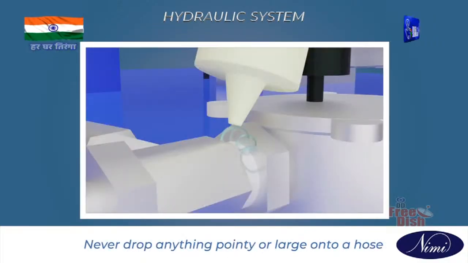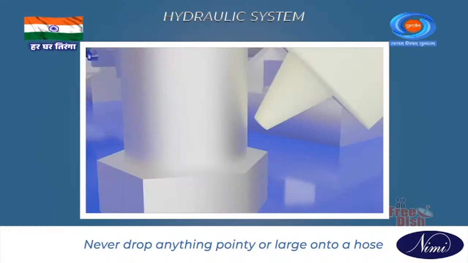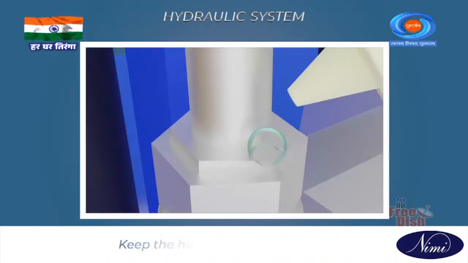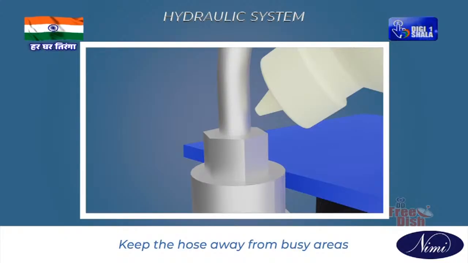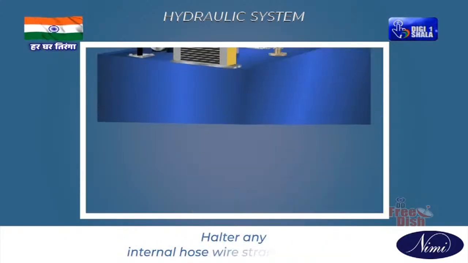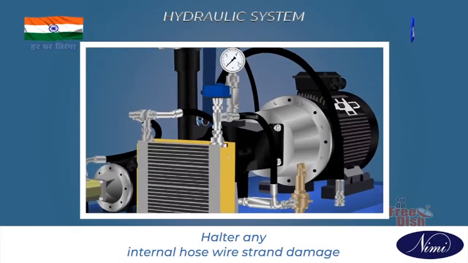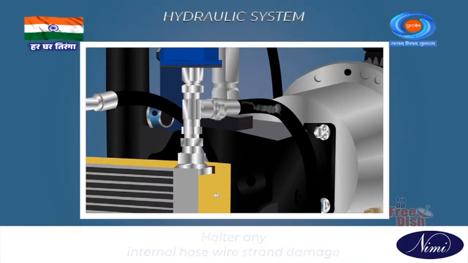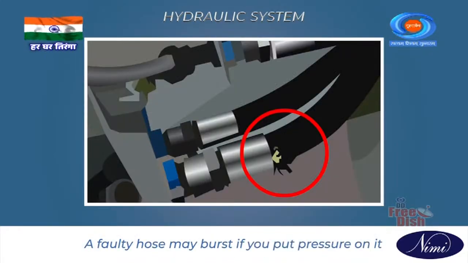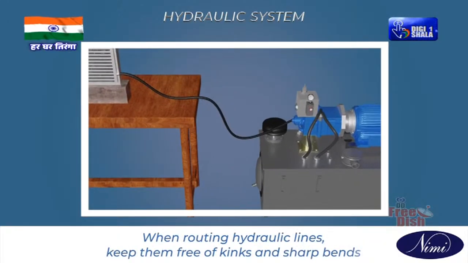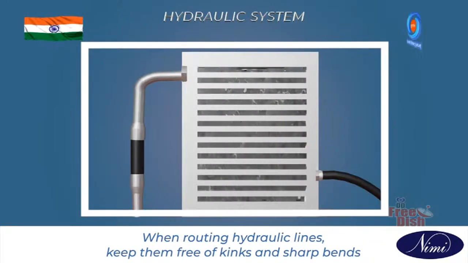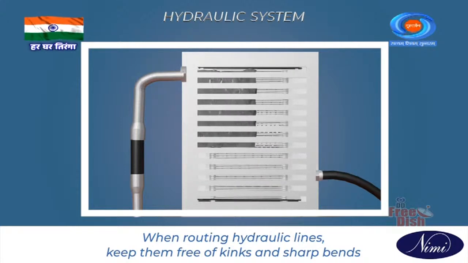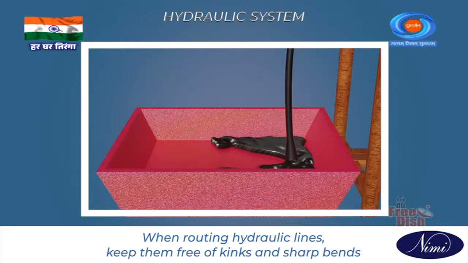Never drop anything pointy or heavy onto a hose. Keep the hose away from busy areas. Replace any hose with internal wire strand damage. A faulty hose may burst if you put pressure on it. When routing hydraulic lines, keep them free of kinks and sharp bends.